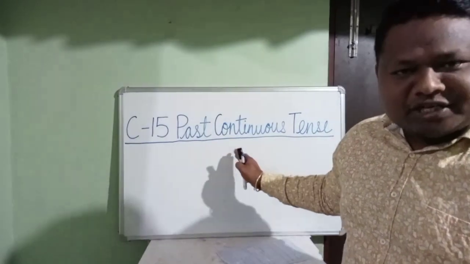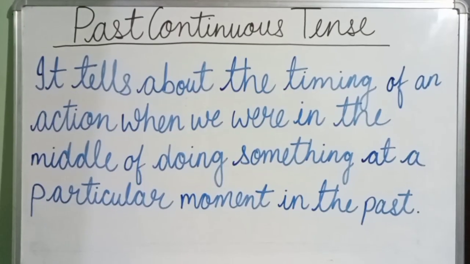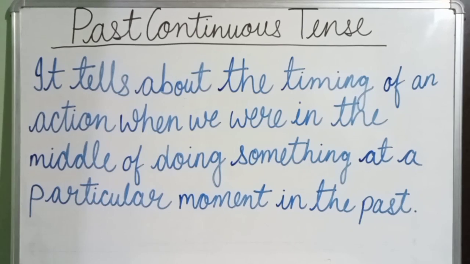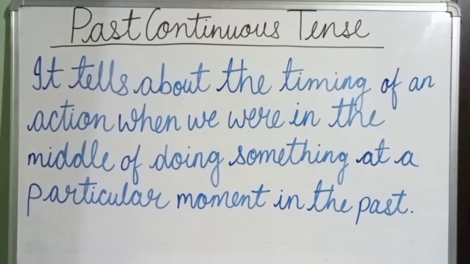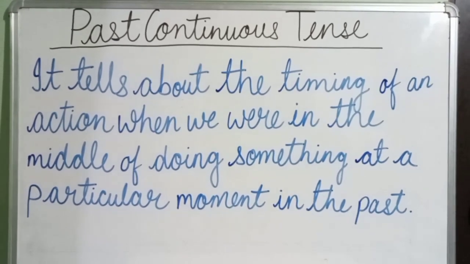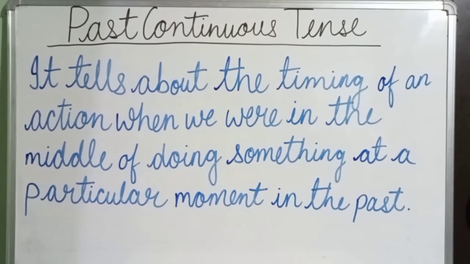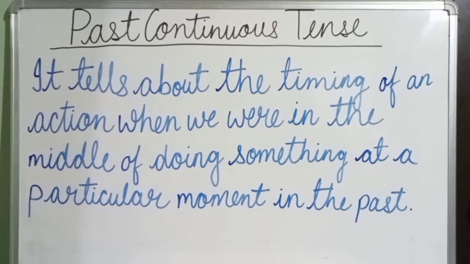Today we'll be doing chapter 15 of your grammar book, that is past continuous tense. Children, in past continuous tense, we talk about the events or actions which were going on or continue in the past time. So this is how we can define it. Past continuous tense tells about the timing of an action when we were in the middle of doing something at a particular moment in the past.